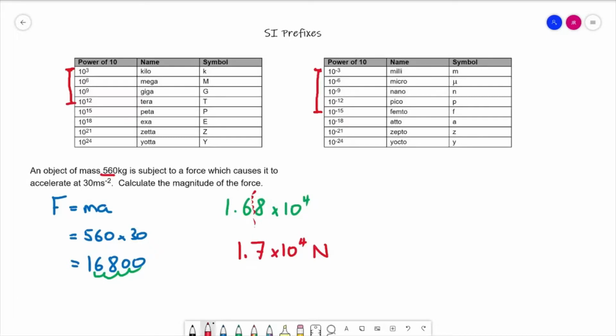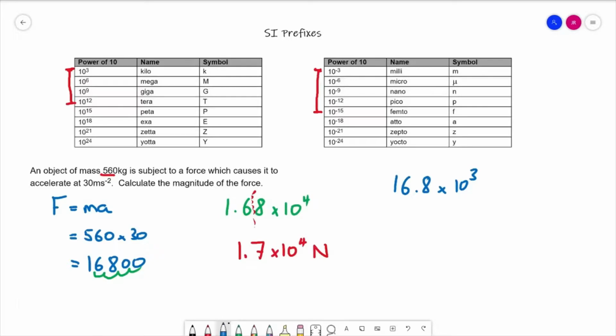Now, of course, the thing you'll notice with the SI prefixes is that they go up in powers of 10 to the 3, so 10 to the 3, 10 to the 6, 10 to the 9, and the same the other way, 10 to the minus 3, 10 to the minus 6, 10 to the minus 9, etc. Now, this number here, 16,800, we can write in standard form as 16.8 times 10 to the 3. Now, I know that in standard form that isn't necessarily the way that we would write it as a final answer, but it's okay just to use that as an intermediate step.